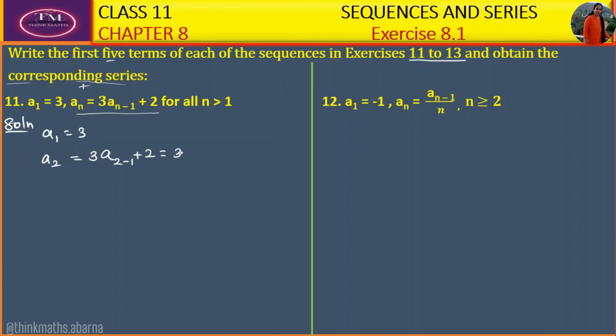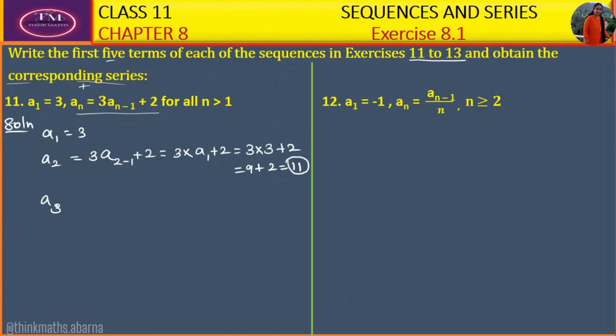So it is 3 into 2 minus 1 is 1. 3 into a1 plus 2. So 3 into what is a1? It is 3 plus 2. What is 3 into 3? It is 9. 9 plus 2 which is 11. So this is the second term.